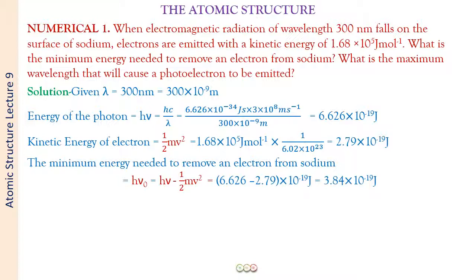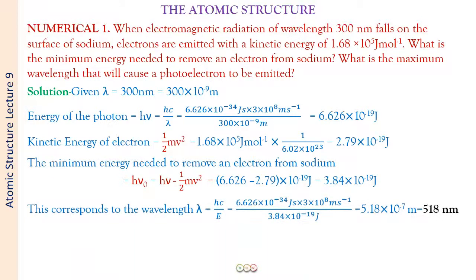Now the minimum energy or the binding energy, that is h nu naught, and this is equal to h nu minus half mv square. So put these values, and you will get the answer for the minimum energy required to remove an electron from sodium to be 3.84 into 10 power minus 19 joules.